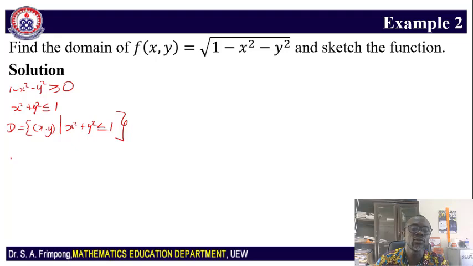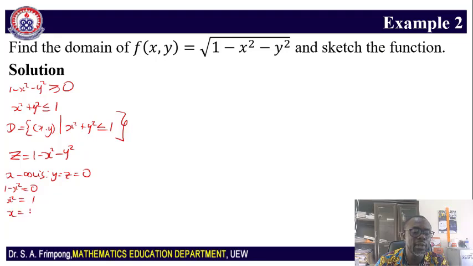Now to sketch, we do the same thing. We let z be equal to the square root of 1 minus x squared minus y squared. So on the x-axis, our y and z are both 0. So you're going to have 1 minus x squared equal to 0. x squared is 1. Therefore, x is plus or minus 1. So the points become 1, 0, 0, and then negative 1, 0, 0.